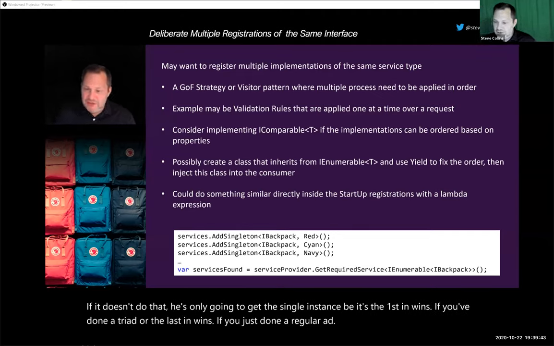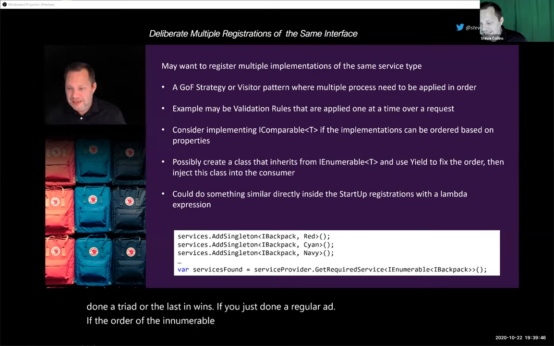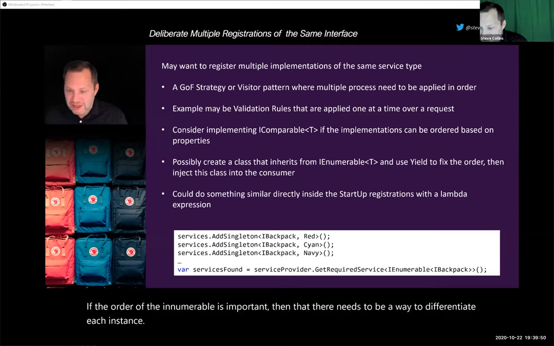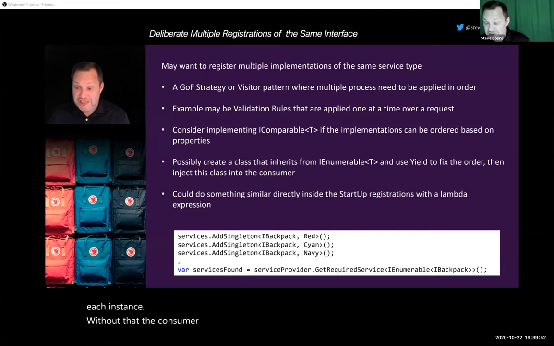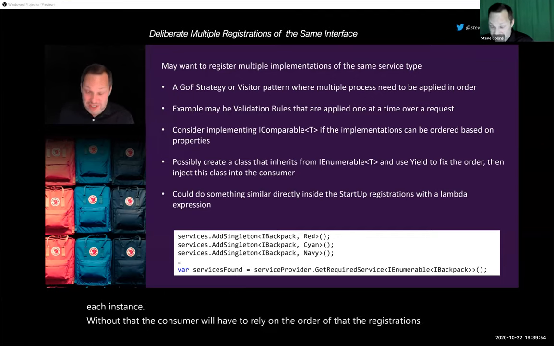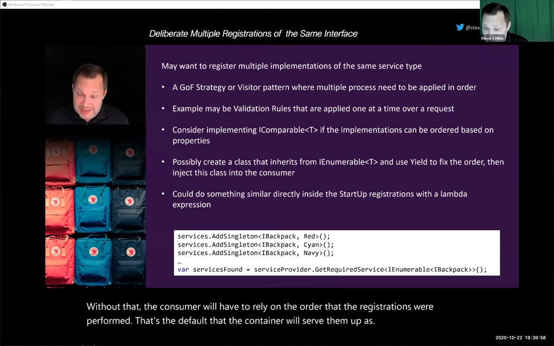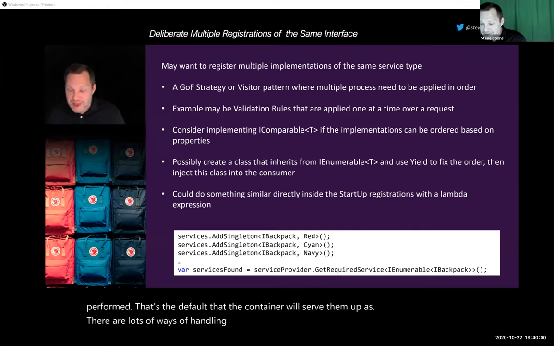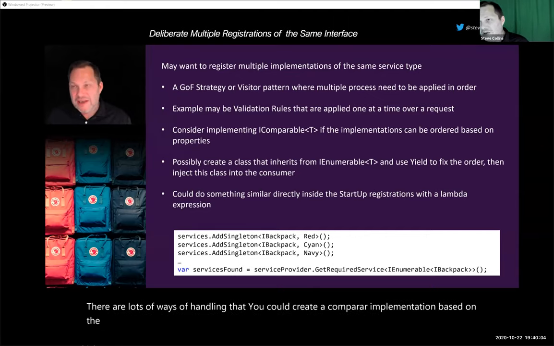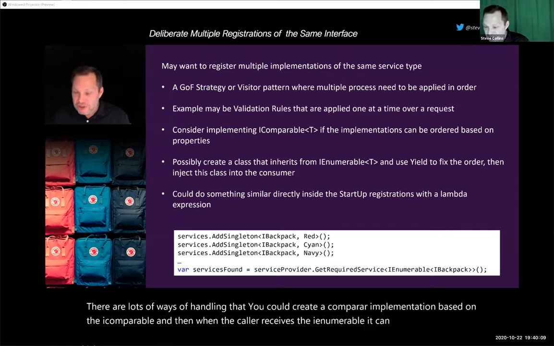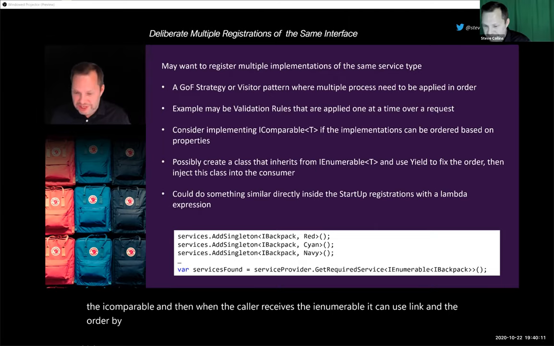If the order of the enumerable is important, then there needs to be a way to differentiate each instance. Without that, the consumer will have to rely on the order that the registrations were performed. That's the default that the container will serve them up as. There are lots of ways of handling that. You could create a comparer implementation based on IComparable, and then when the caller receives the IEnumerable, it can use LINQ and OrderBy and use that comparer to do the sorting.